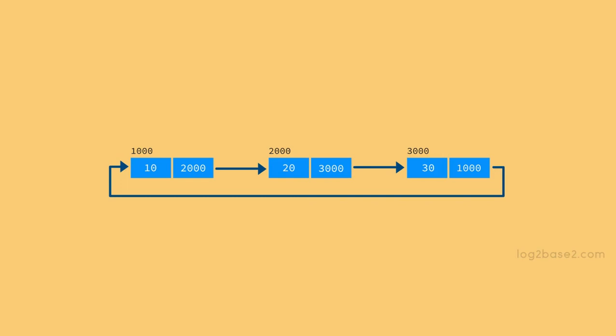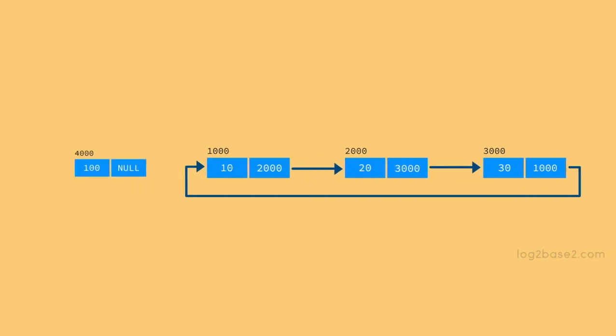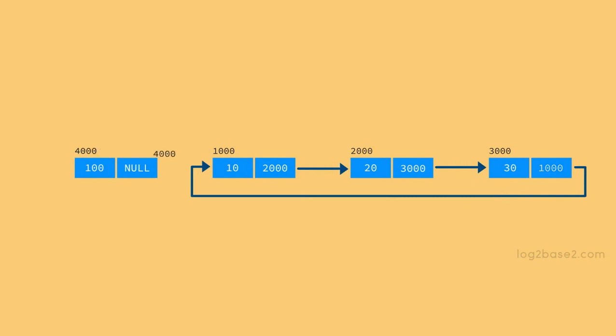If we have this linked list with elements 10, 20 and 30, and if we insert 100, it will be inserted at the beginning and we will get the new circular linked list like this. Now let us see the algorithm to insert a new node at the beginning.